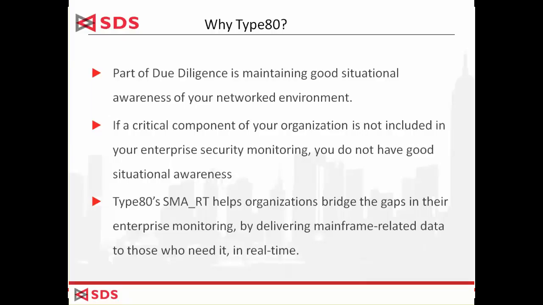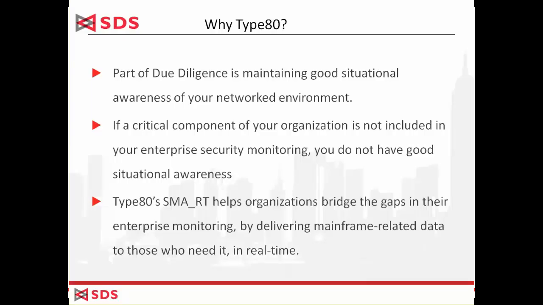So when we created Type 80, it was to try to not only make people aware of what's going on, not only by unauthorized attempts, but actually authorized users doing what may be unauthorized things, and to make that information available to the people who need it.